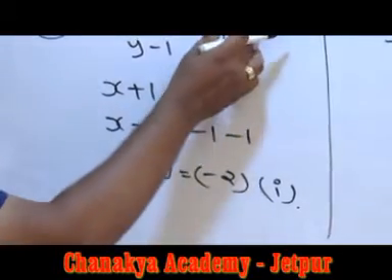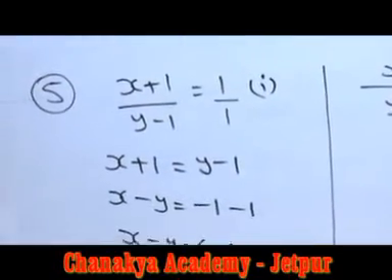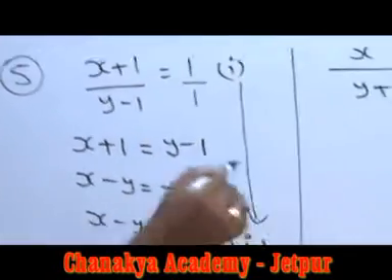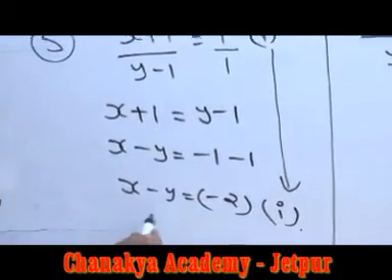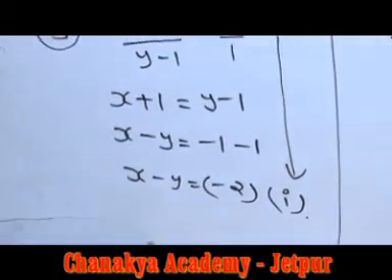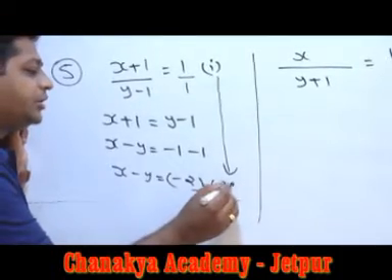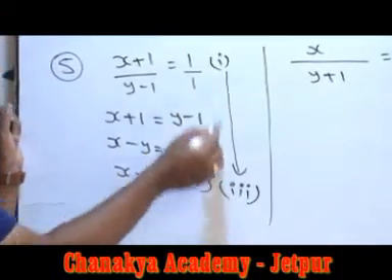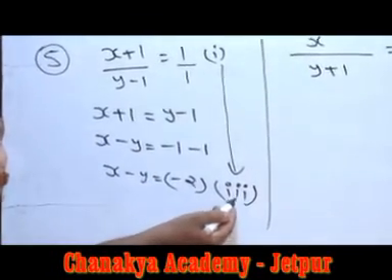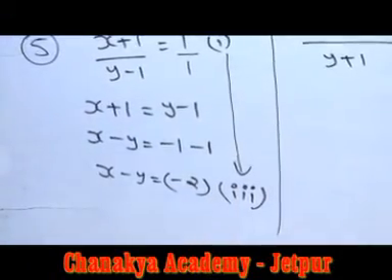Here students, in the question it is given as equation number 1, but actually now we have attained the simplified equation. So we can mark it as equation number 3 without any confusion. If we mark it as equation number 1, we can be confused.